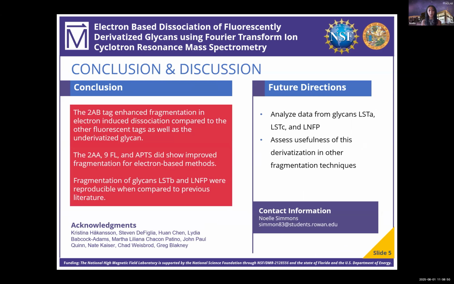And in conclusion, the 2AB tag did enhance fragmentation the most when compared to the underivatized glycan and other tags, but the 2AA, 9FL, and APTS did show improved unique fragments in our electron-based methods. We also looked at the glycan lacto-N-fucopentaose, or LNFP, to confirm that these results were reproducible. We also gathered a lot of data on LSTA and C, which are isomers of LSTB, so it'll be interesting to take a look at those as well, and to assess the usefulness of this derivatization and other fragmentation techniques, such as collisional activation.